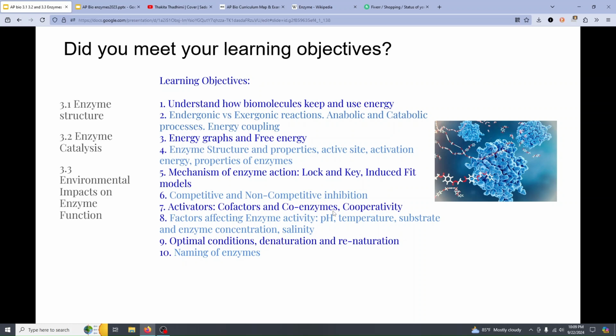Then we looked at what can activate enzymes. We looked at cofactors versus coenzymes. And we looked at how binding of one substrate helps the binding of other substrates, which is called cooperativity. Then we looked at different environmental conditions that can affect enzyme activity: pH, temperature, substrate and enzyme concentration, salinity, etc. And denaturation and renaturation. And finally, a quick note on naming of enzymes.